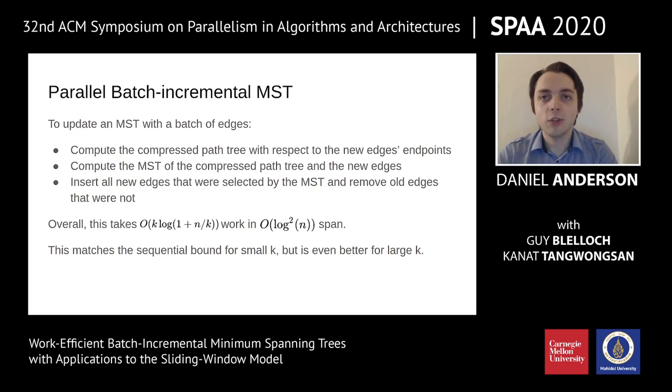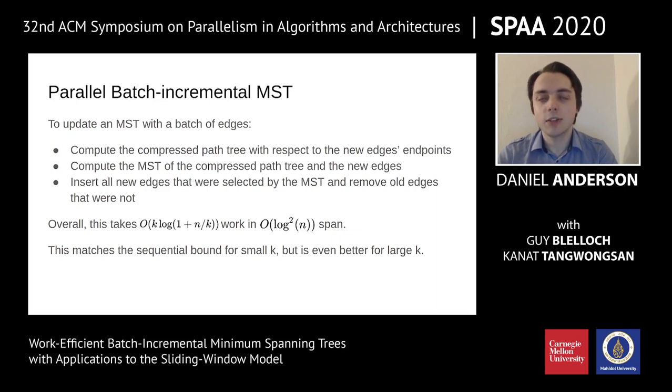And this matches our goal that we set out at the beginning, which was we'd like to do at most log n work per new edge insertion. And we can see that for small values of k, it's exactly log n work per edge. But even better than that, if k is large, as k approaches n, the work bound just approaches order n, not order n log n. So not only do we have matching bounds for the sequential algorithms for small k, but we also achieve optimal work bounds for large values of k as well. And the log squared n span is only a log n span higher than the current parallel algorithms that perform polynomial work per edge. So we've met our goals set out at the beginning.